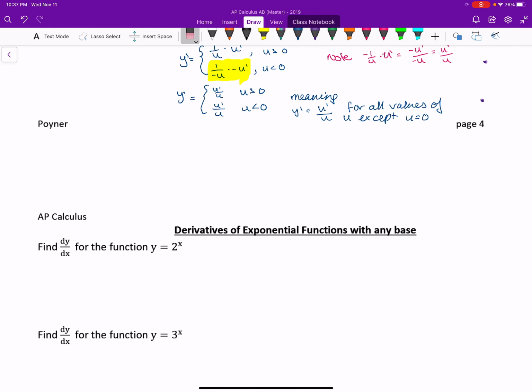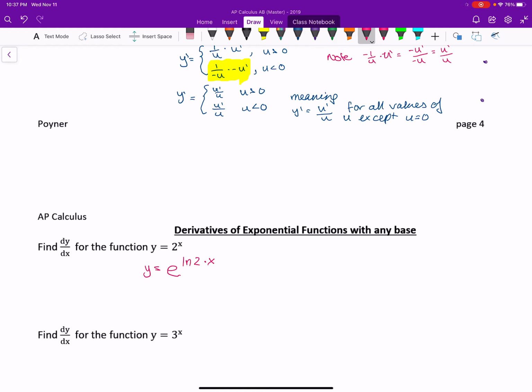Okay. Let's try some of these. There's multiple ways you could do this. One way is to, and I'm going to have you try this one. At the beginning of this, remember I asked you to rewrite 2 to the x as e to the natural log of 2 times x. That is the same thing. And don't forget, the natural log of 2 is an actual value, like a decimal.